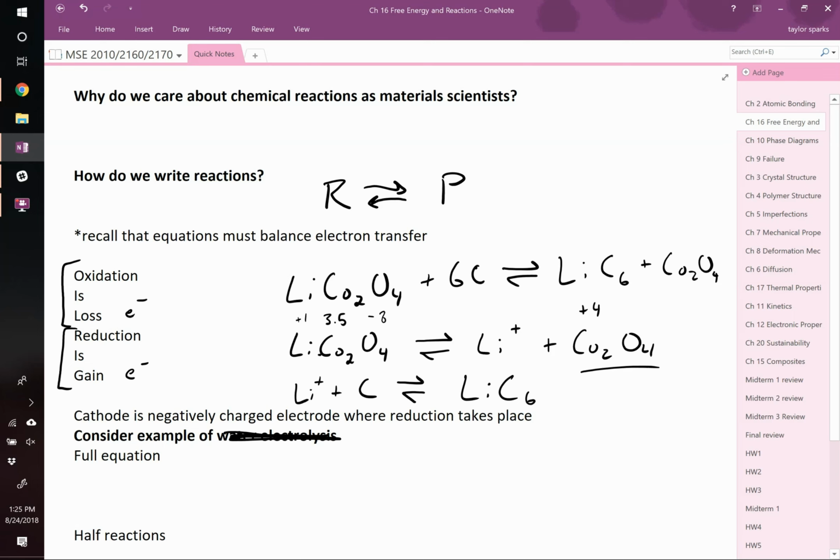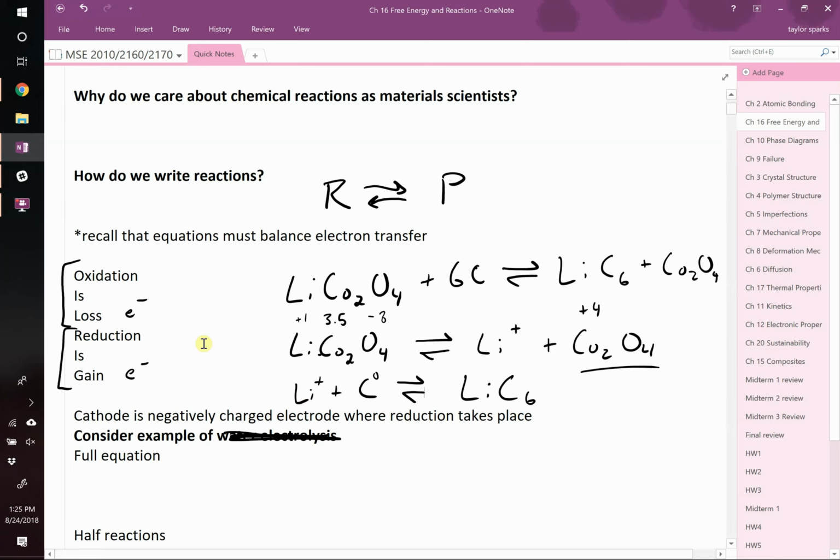Meanwhile, take a look over here. Carbon, pure graphite, has a charge of 0. It's electrically neutral, right? But when it picks up this lithium, which is positive 1, on average, over 6 carbons, there's a -1 charge. So it's gained an electron. That's a reduction reaction, right? So you've got your oxidation and your reduction, okay?